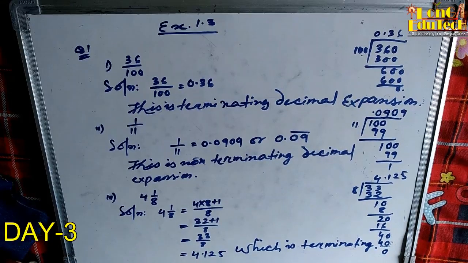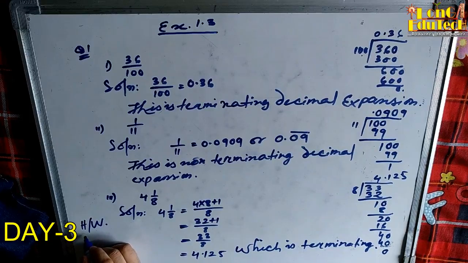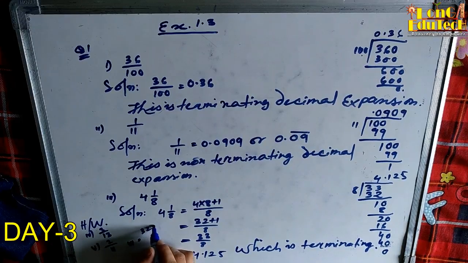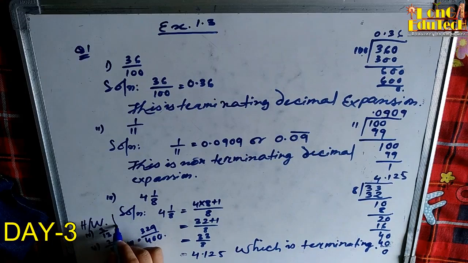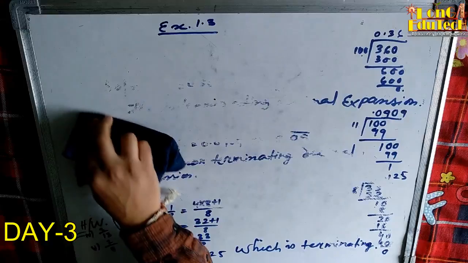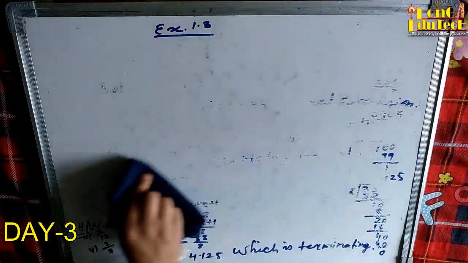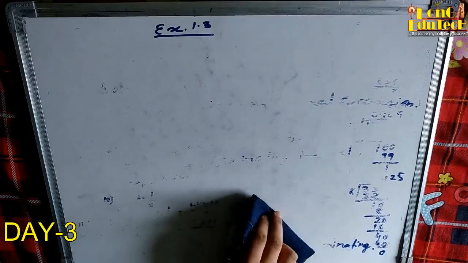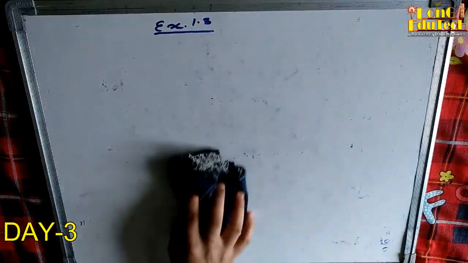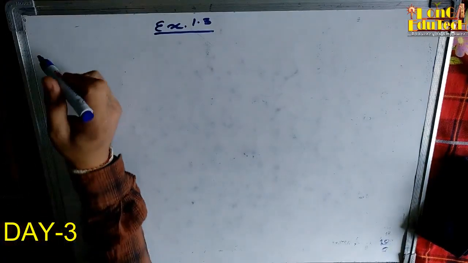Okay, let us proceed to the next questions. You see homework. You can do number 4, which is 3 by 13. Number 5 is 2 by 11. And number 6 is 329 by 400. Okay, so this is the task to practice. And if you don't know, you can ask me in the comment section. Okay, now we'll proceed to question number 2.